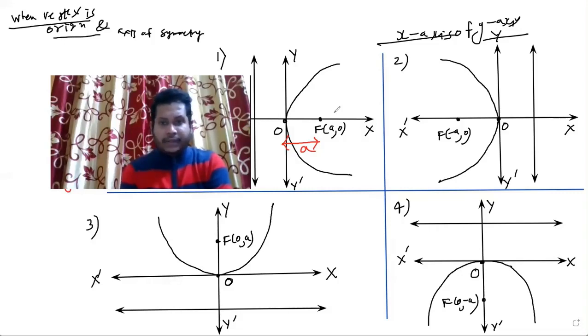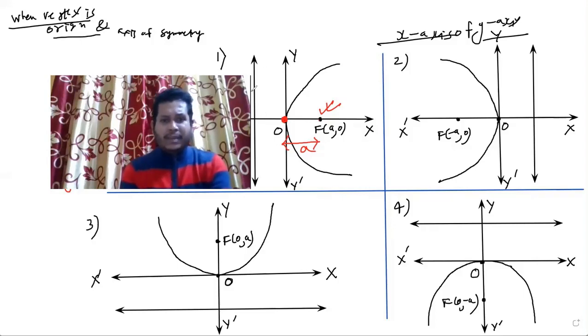Now the focus is already mentioned here, and if this is a, then obviously we know that any point, since this point is on the parabola, will satisfy the condition of a parabola, so it should be equidistant from the focus and from the directrix.